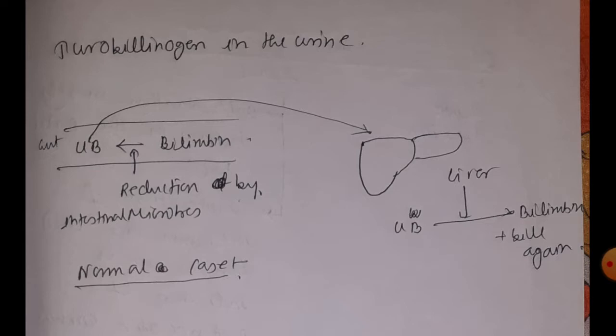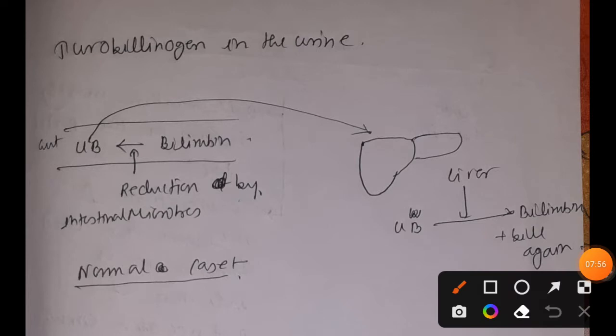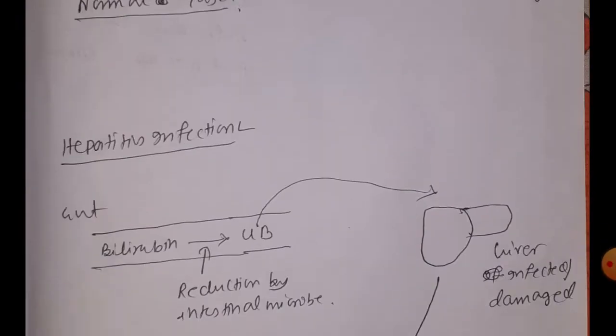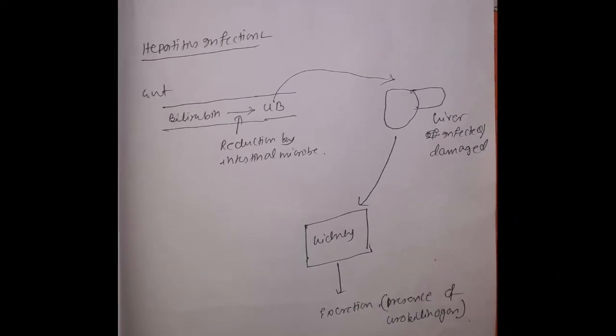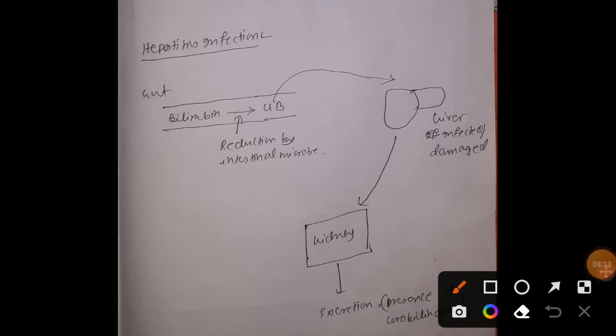Okay, and this urobilinogen in the normal case is converted back to bilirubin or bile with the help of the liver. But in case of hepatitis infection, our liver is absent or damaged, so the liver will redirect the urobilinogen to the kidney, and the kidney will simply facilitate the excretion of the urobilinogen. That is why we observe an increased amount of urobilinogen in the urine.